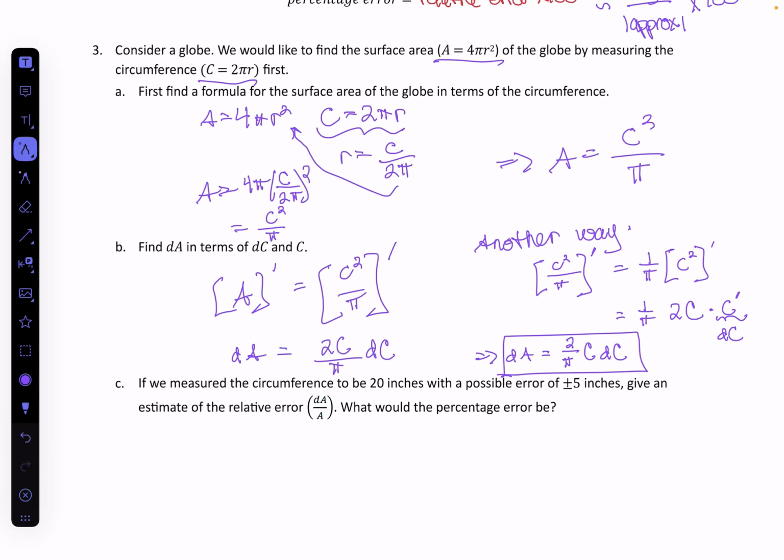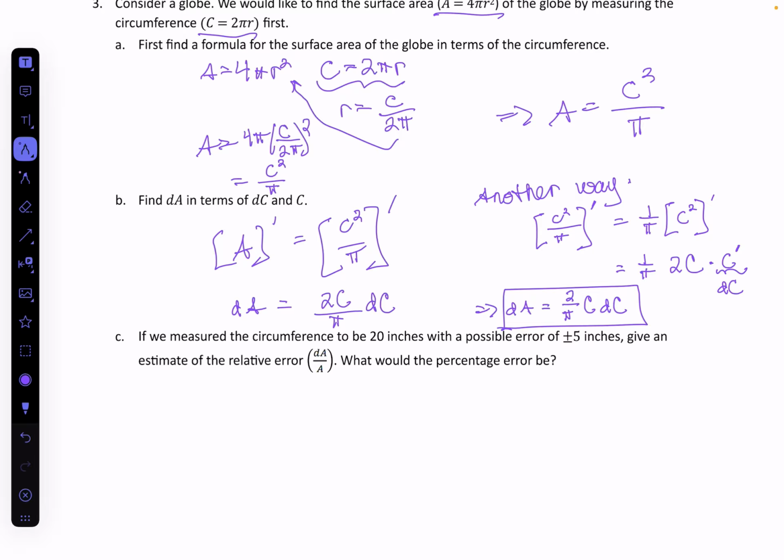Now the way that we're going to use this is in part C. If we measure the circumference to be 20 inches, this means C is equal to 20. There's a possible error of plus or minus 5 inches. This means that C could be changing by positive or negative 5 inches. Essentially, we are saying dC is of magnitude 5.